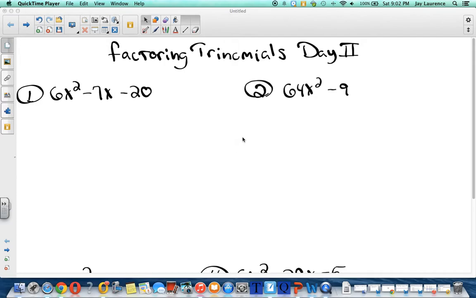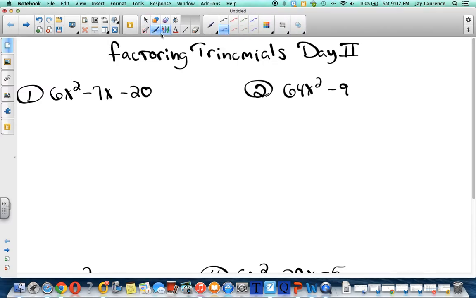Hello, algebra students. Mr. Lawrence here, and we're going to be factoring trinomials again. Well, in some cases they'll be binomials, like number 2, but factoring trinomials nonetheless. All right, so remember, to do the first problem here, we have to multiply A times C, right?